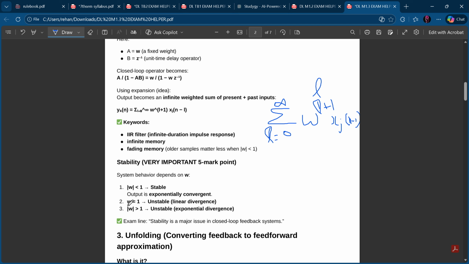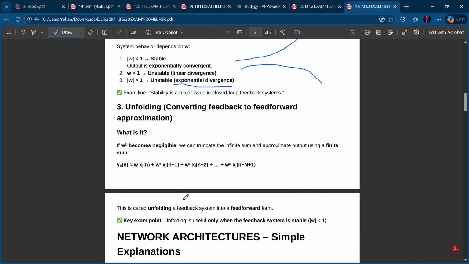Okay, if W is equal to 1, then it is unstable, with linear divergence. If mod W is greater than 1, then it is also unstable, but it will lead to exponential divergence. The output will be exponentially diverging. Linear divergence means linearly diverging. Exponential is very steep, depending on the exponent value.